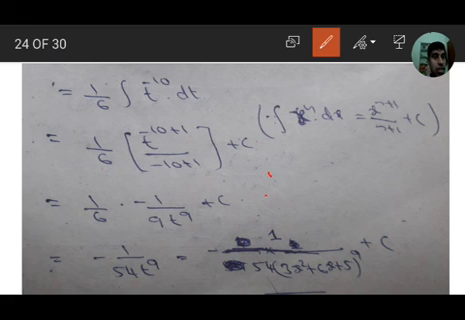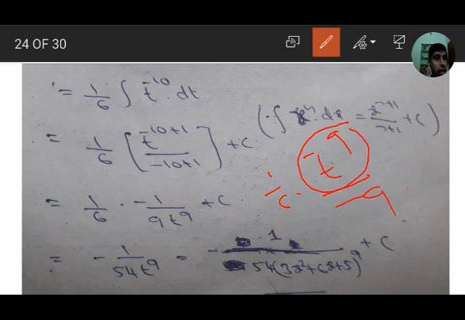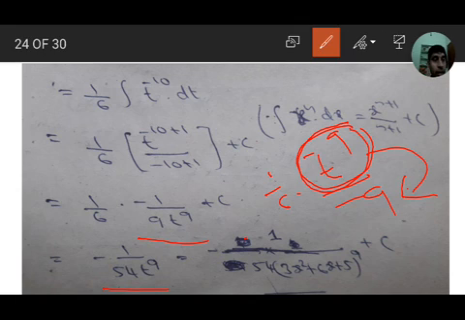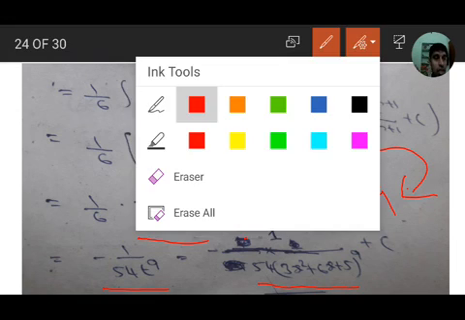1 by 6 is as it is, t to the power of minus 9 by minus 9. This minus 9, t to the power of minus 9 brings to numerator, we get minus 1 by 6 into minus 1 by 9 into t to the power of 9. T to the power of 9 becomes denominator, we get positive, minus 1 by 9 into t to the power of 9 plus c, so 6 into 9 is 54, so minus 1 by 54 into t to the power of 9. Therefore we get minus 1 by 54 into 3x square plus 6x plus 5 all to the power of 9 plus c is the answer.